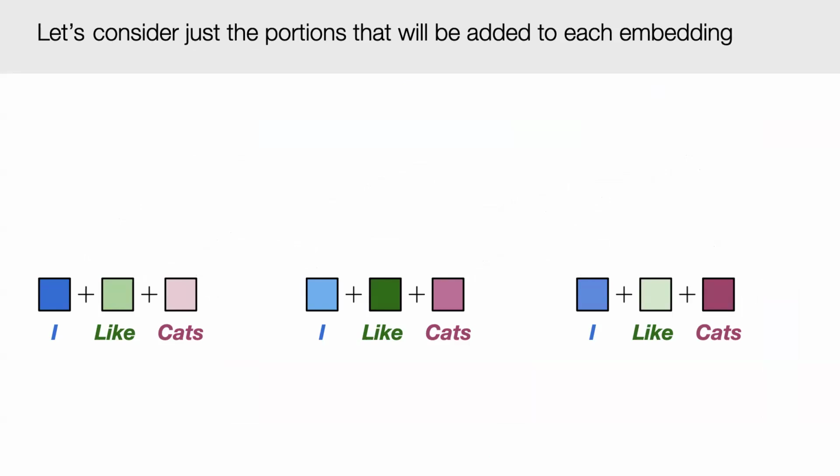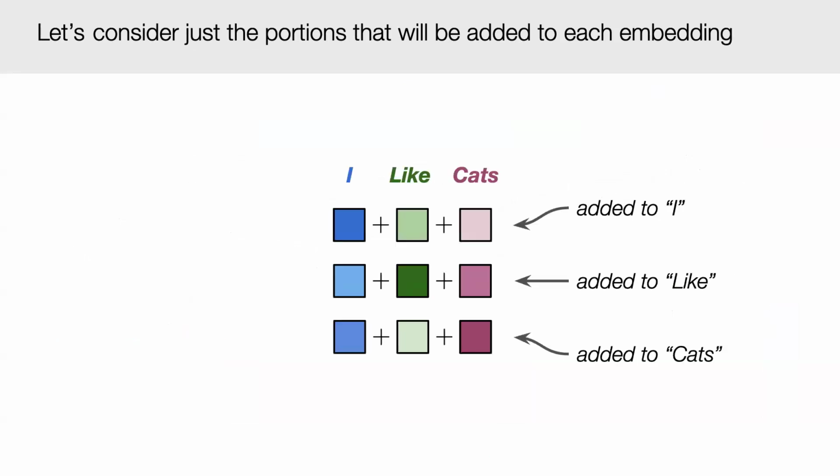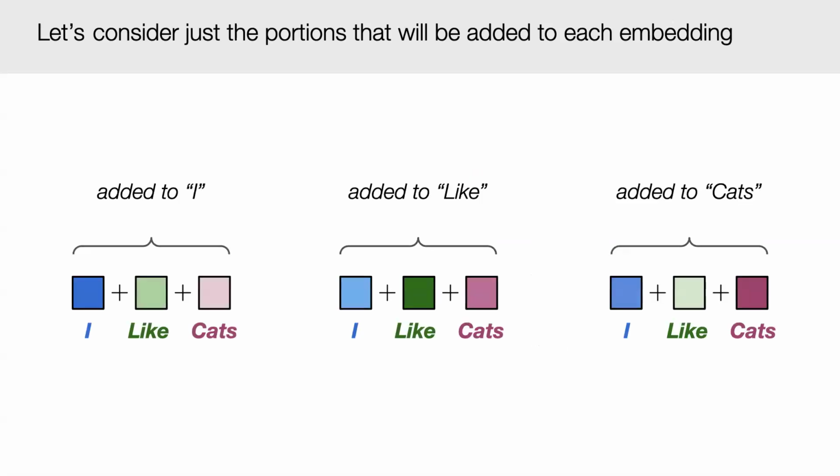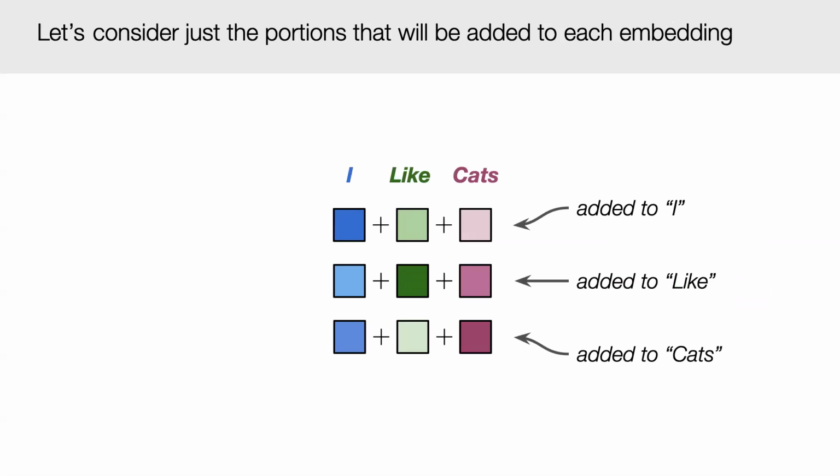Fantastic. Let's just consider the portions that are being added to each embedding for now: the context from "I" being added to "I", context from "like" being added to "like", and so forth. Now we've just rearranged them. The portions being added to "I" are now the first row, portions added to "like" the second row, portions added to "cats" the third row. Just a rearrangement, but still the exact same concept. Is everyone good so far? We're just moving things around.